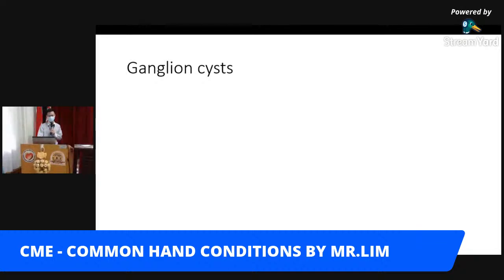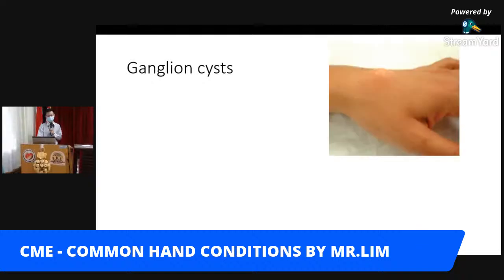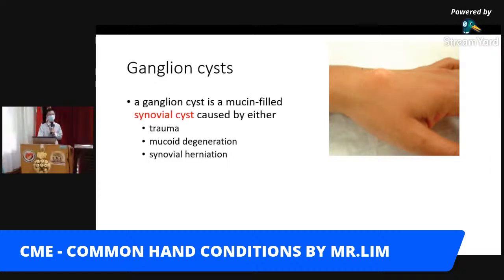Let's talk about ganglion cyst. What is this thing? Patients often get very anxious when they get this kind of lump suddenly appearing in their previously beautiful hand. It's actually a very benign thing, non-malignant, filled with mucin. It's a synovial cyst. It can be caused by microtrauma, mucoid degeneration, synovial herniation. Anything can cause it, but everything is benign.